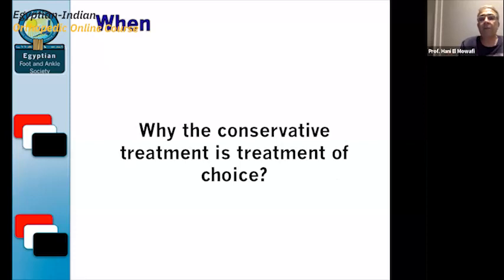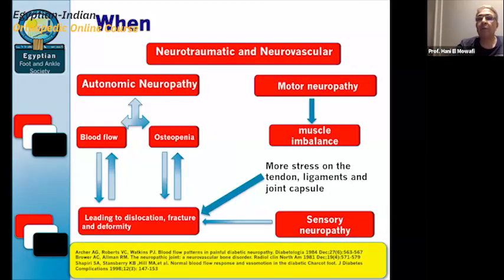But why is conservative treatment the treatment of choice in the acute stage? There are many theories about acute Charcot, but the most acceptable by consensus is the neurotraumatic and neurovascular theory, which consists of three neuropathic affections: autonomic neuropathy, motor neuropathy, and sensory neuropathy. In autonomic neuropathy, there is an affection of the blood flow, increasing the blood flow, and as a result of the increased blood flow, the bone becomes osteopenic.